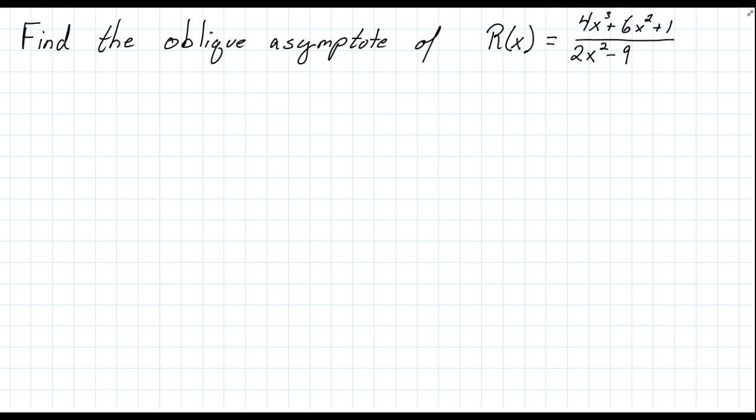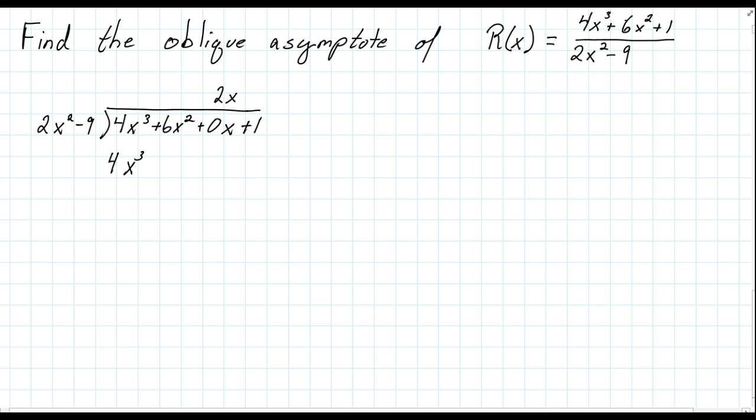And in this case, we have to do polynomial long division. So let me go ahead and set that up. 2x squared minus 9 into 4x cubed plus 6x squared plus 0x plus 1. I put that 0x there just so I don't lose my place. And then what do I have to multiply 2x squared by to get 4x cubed? That is just 2x. And then when I multiply through, I get 4x cubed minus 18x.